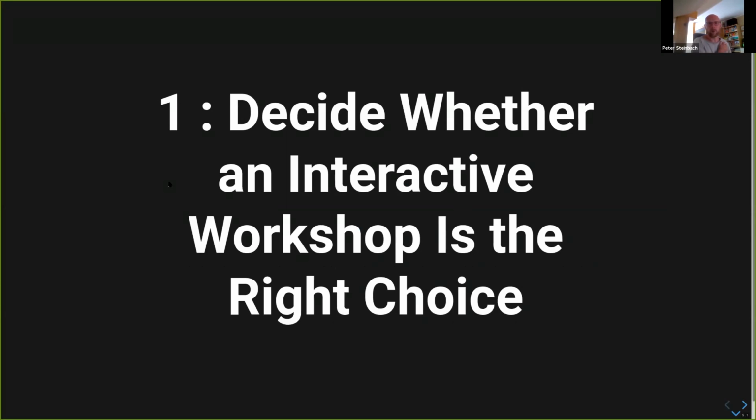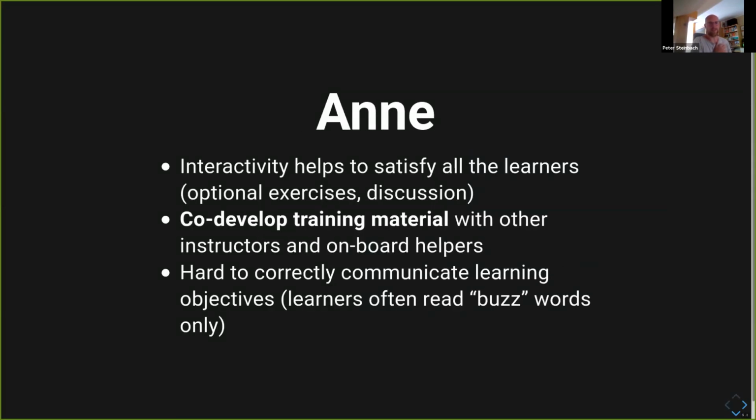So the first point was you should decide whether an interactive workshop is the right choice. Anne, up to you. Yes, so as we based our teaching style on the Carpentries approach, it was of course interactive, but the interactivity can have different forms, as we'll see later. One of the main points is that we had many optional exercises and discussions to increase the interactivity.